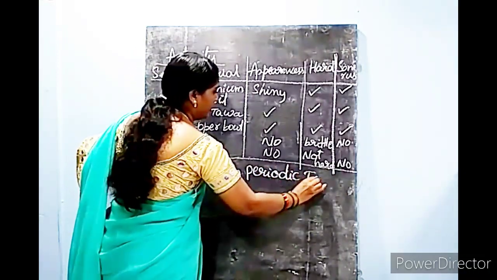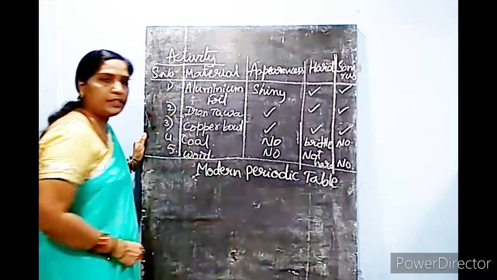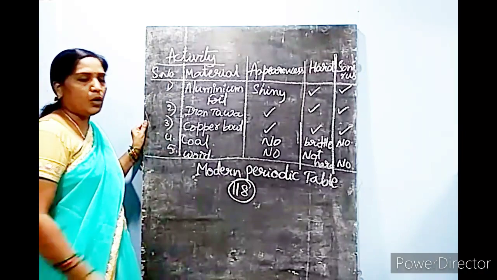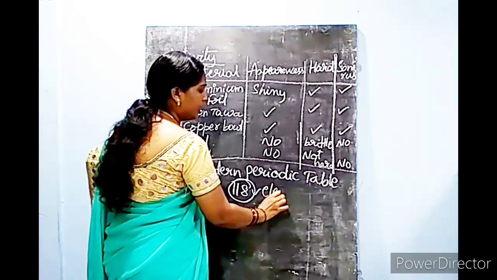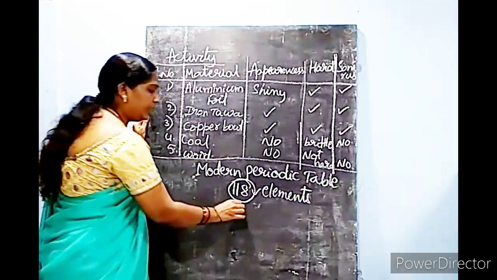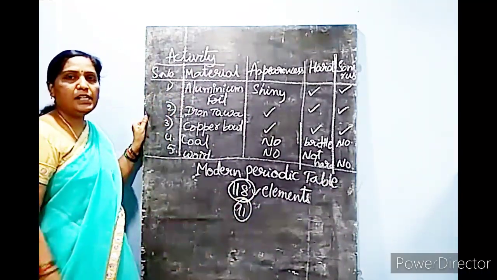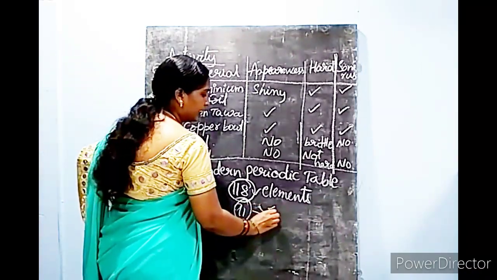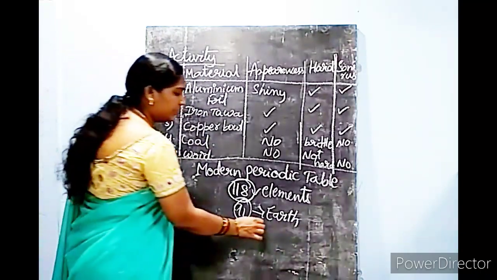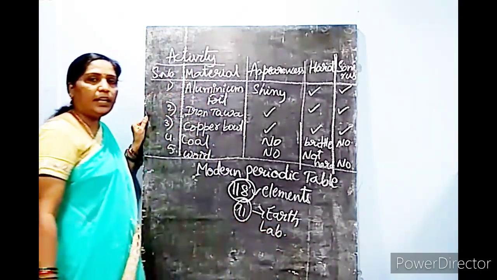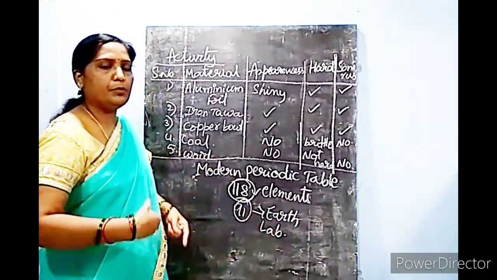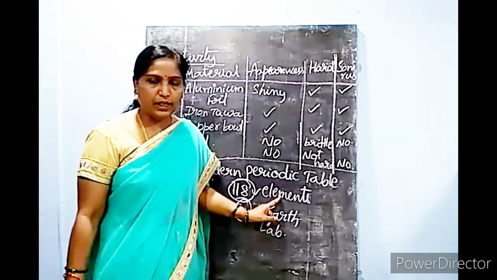In the modern periodic table, they arranged all these elements. Until now, 118 elements have been found. Out of 118, 91 elements are found in the earth's crust, and the remaining elements are synthesized in the laboratory. You'll read more about the periodic table in coming classes.